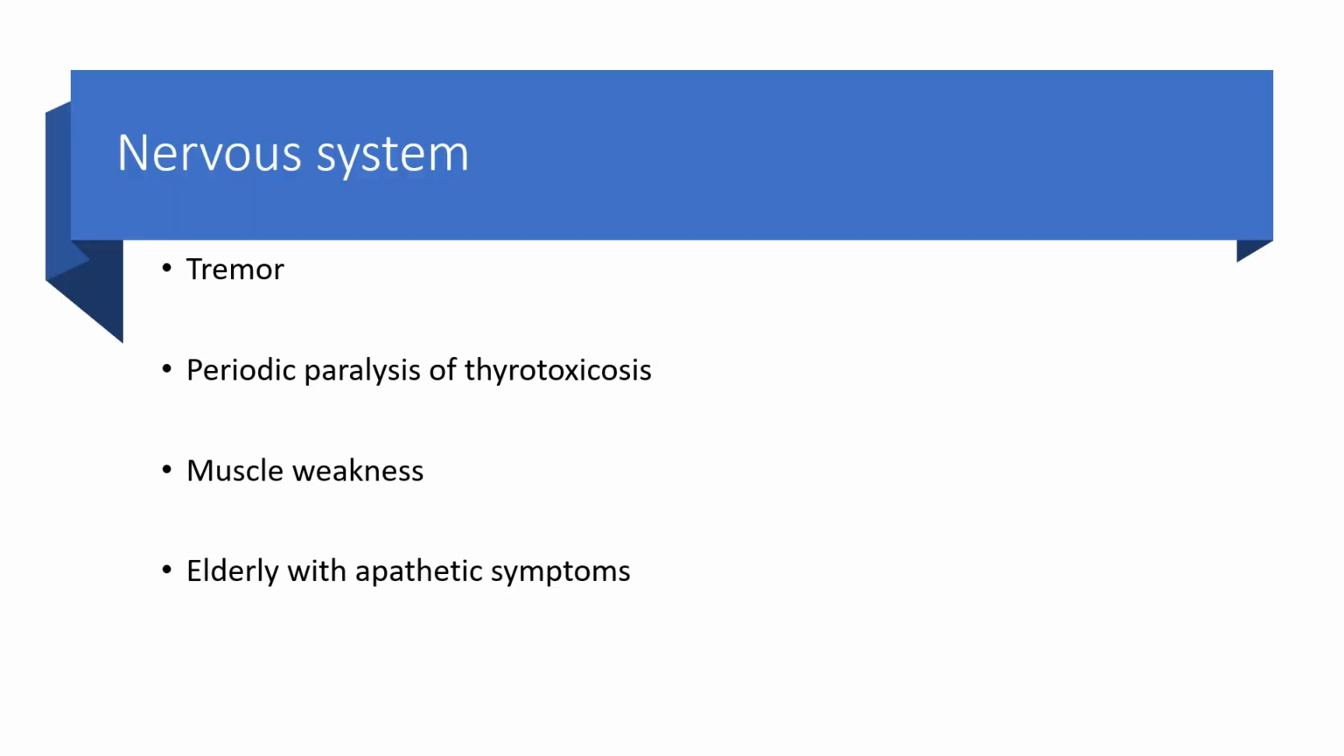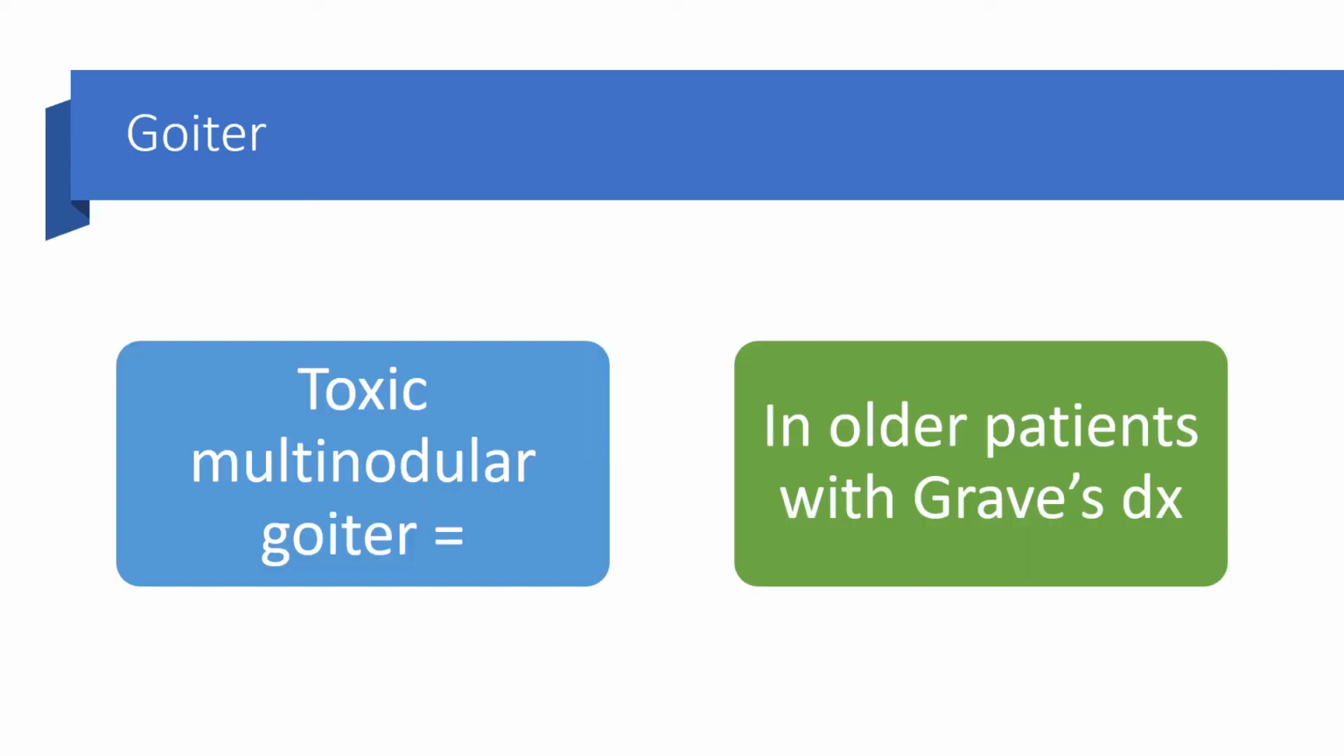Nervous system. Yeah. Tremor, periodic paralysis of thyrotoxicosis, muscle weakness. Elderly could present with apathetic symptoms. Apathy. Okay. Goiter. The goiter, that is the swelling or enlargement of the thyroid gland, could be toxic mononodular goiter, particularly in older patients with Graves' disease.